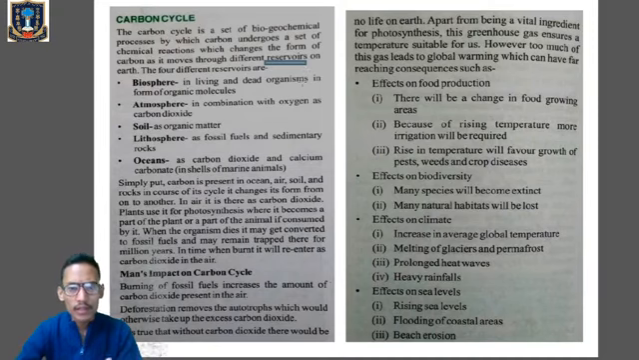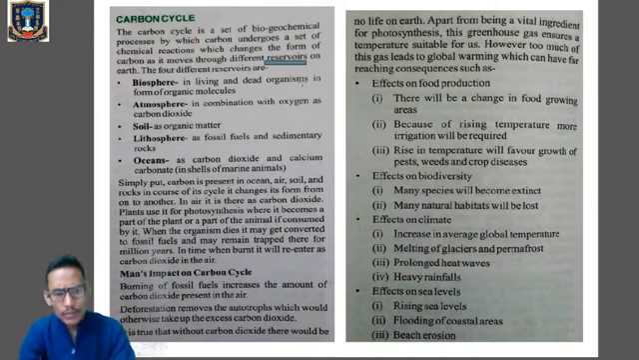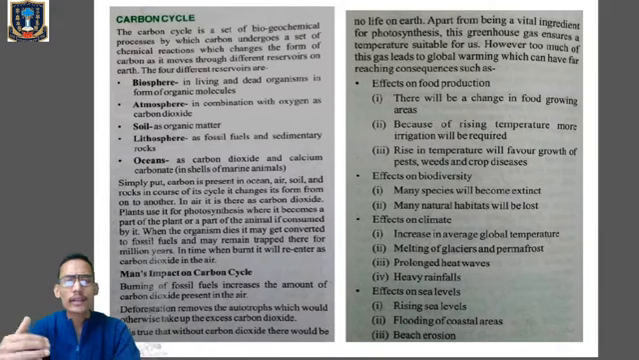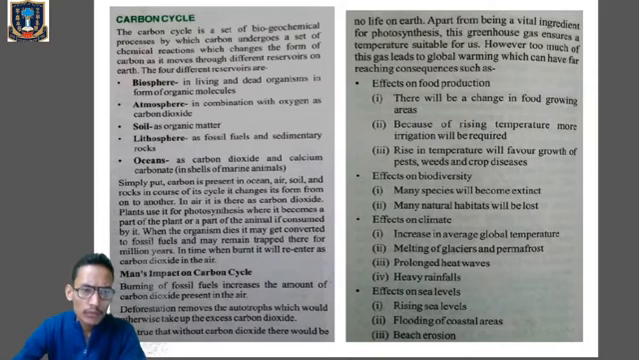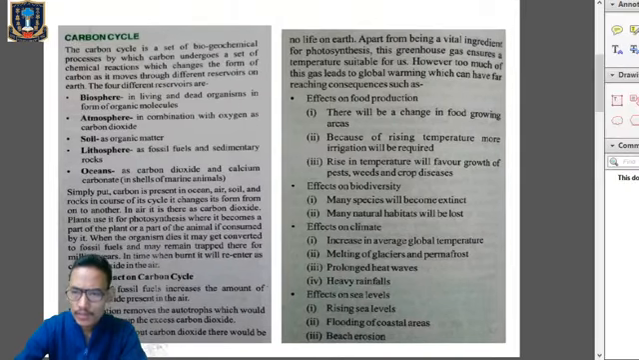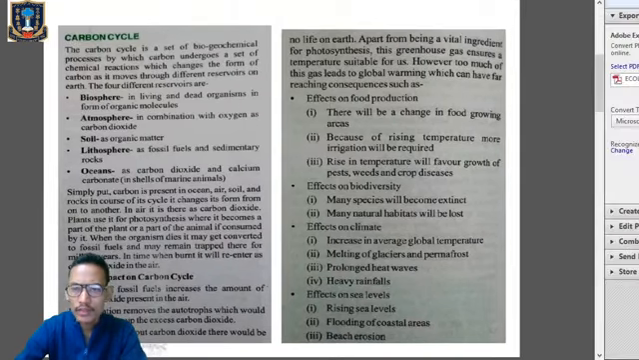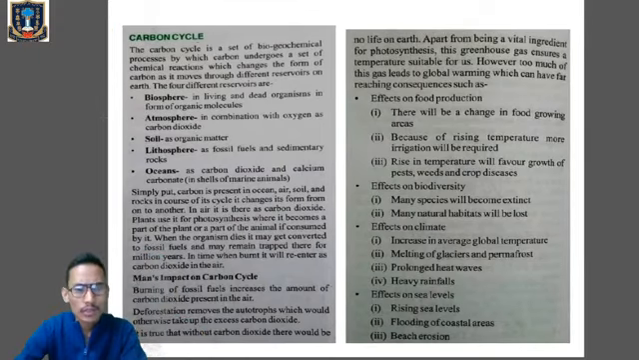So where are they generally present? Within these reservoirs, the carbon undergoes a different set of chemical reactions. It changes its form as it moves through these reservoirs. So what are those reservoirs in which carbon is generally present? We have four different types of reservoirs where carbon is present, so we'll check those reservoirs.